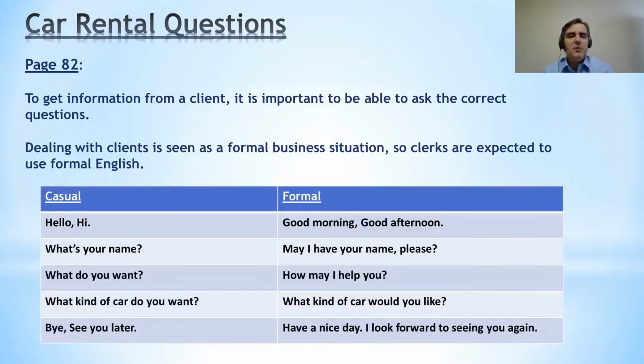So I've got some examples here. On the left hand side we have casual or just everyday English, the kind of English we would maybe use in class, or you would use with your friends, or just meeting people in a social way. So casual language: hello or hi, what's your name, what do you want, what kind of car do you want, bye or see you later. They're kind of casual. But when we're dealing with a client or a visitor or a guest at a hotel, we don't really want to be using casual English. We want to be using much more formal English.